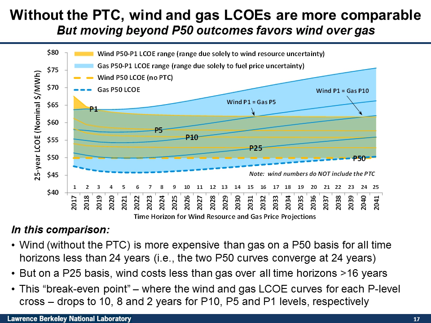But on a P25 basis, wind costs less than gas over all time horizons longer than 16 years, which is where those two P25 curves cross. This break-even point drops to 10 years, 8 years, and just 2 years for the P10, P5, and P1 levels, respectively. In other words, this is a pretty good example where gas is expected to be a bit cheaper than wind on a P50 basis over most time horizons. But once you start to look at worse than expected outcomes, then wind starts to look better, and in some cases a lot better.